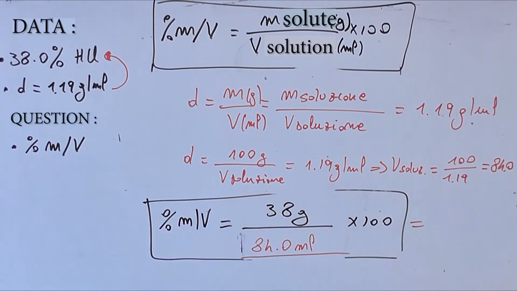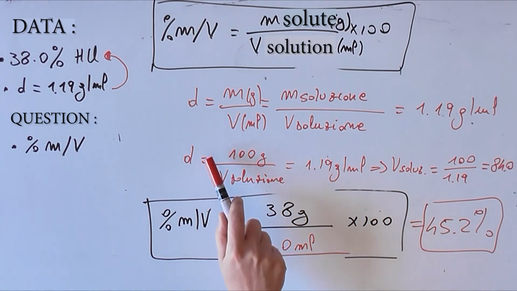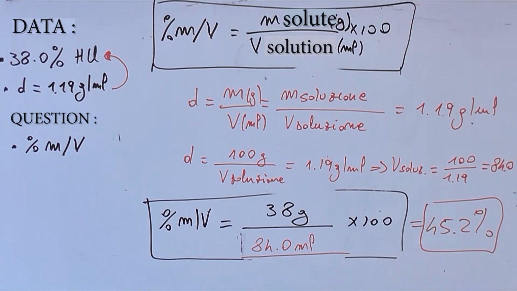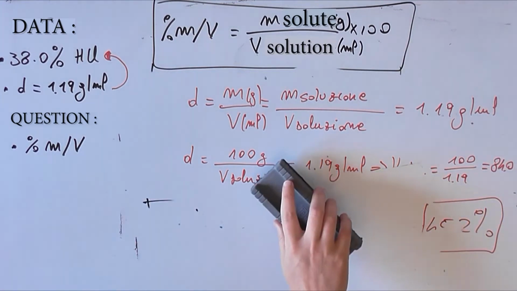So now we can calculate the mass volume percentage. If you do your maths, you will see that this is equal to 45.2%. So this was the last datum. This is the solution of the problem. The problem was apparently more tricky, but we needed to use the concept of density to solve it. I hope it was clear, and I'm going to write everything.